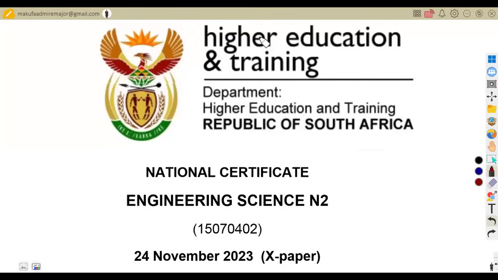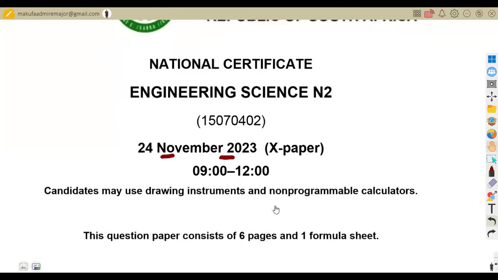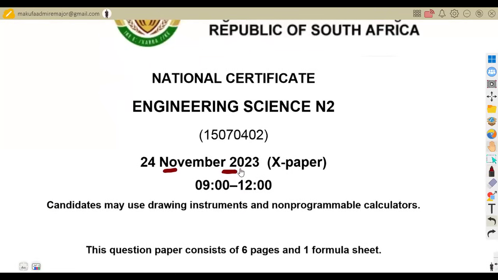Still on our Engineering Science N2, and this is our question paper which was written in November 2023. For those who wrote this question paper, we shall have a revision. But if you are sitting for another exam, it's fine that you have the basics of what is required, and you know how the questions are going to be if you're writing in April, in August, or in November. These are the same typical questions that you are going to have at the end.